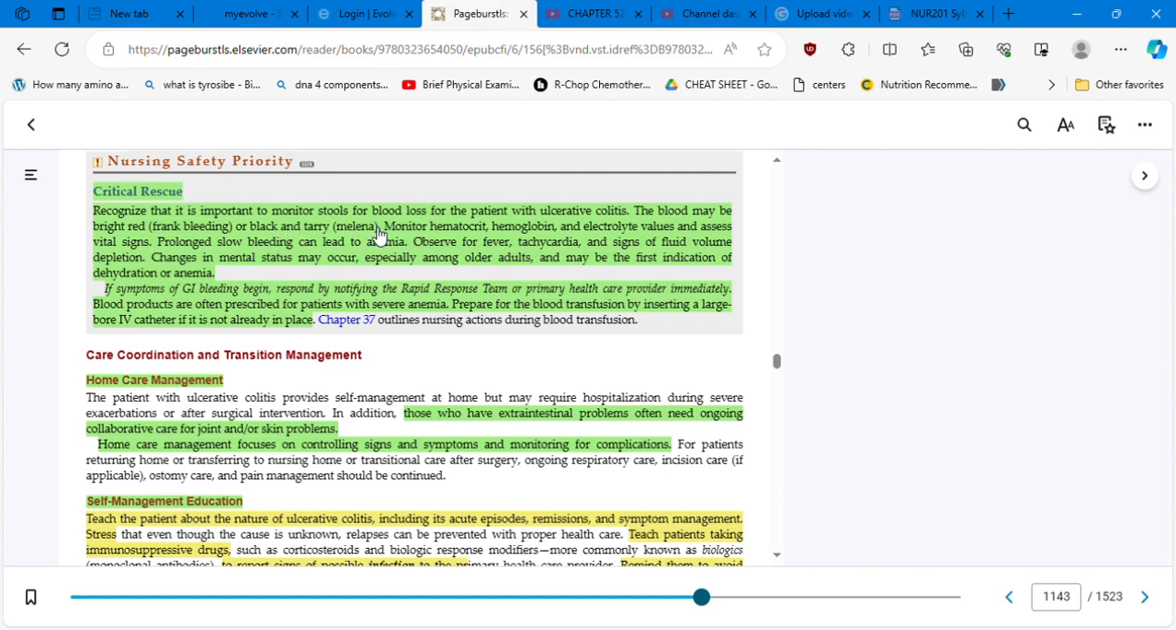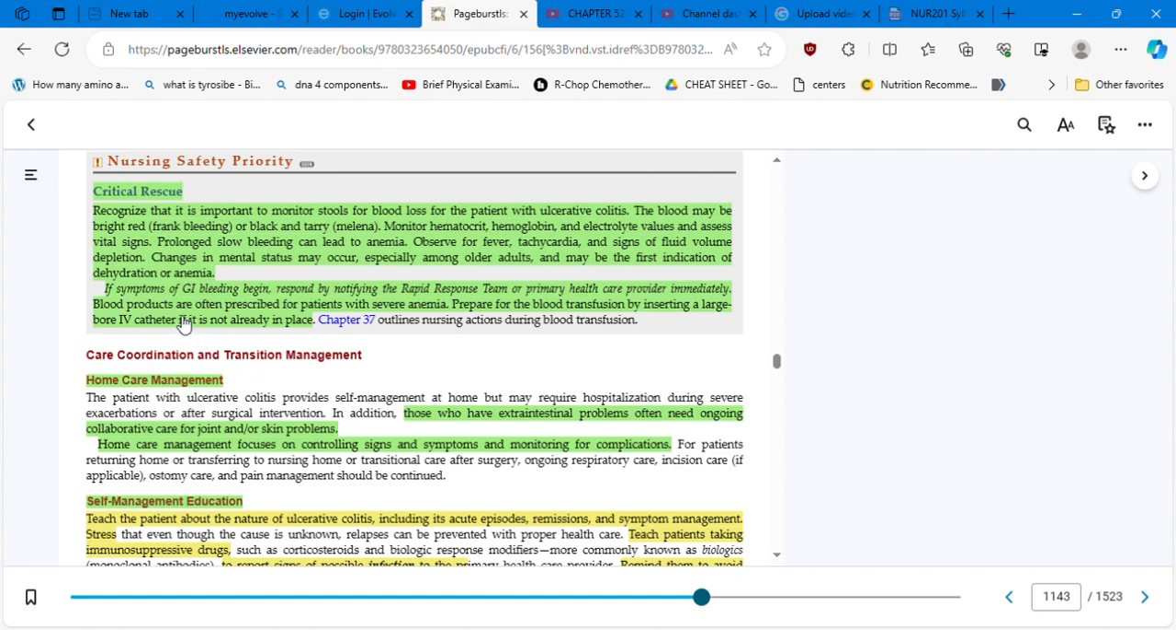Okay. Monitor hematocrit, hemoglobin, and electrolyte values and assess vital signs. Prolonged slow bleeding can lead to anemia. Observe for fever, tachycardia, and signs of fluid volume depletion. Change in mental status may be the first indication of dehydration or anemia. If symptoms of GI bleeding begin, respond by notifying the rapid response team or primary healthcare provider immediately.